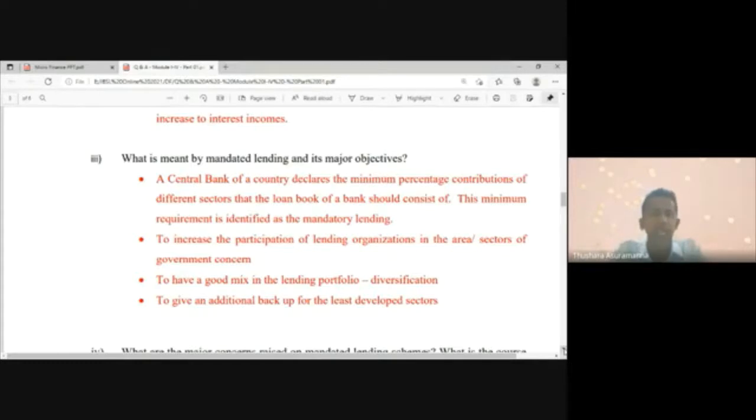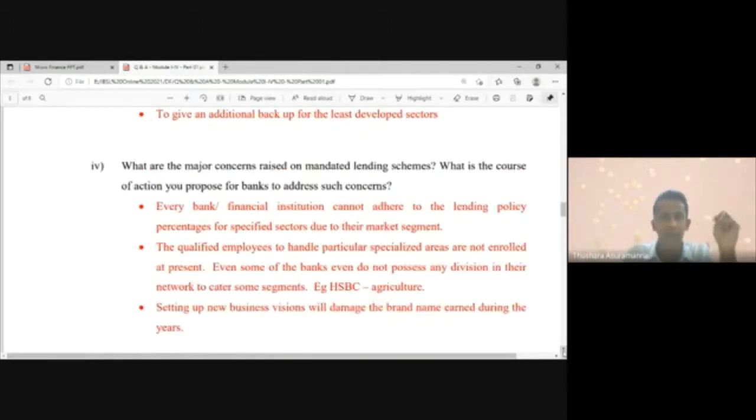So like that, there may be some other objectives of mandated lending, because this is a new thing for us. I mean, the first time, so there are some ins and outs that we have discussed in the lessons, but here it's something new. But again, this is a good thing. It could be repeated on another occasion. So have an idea.